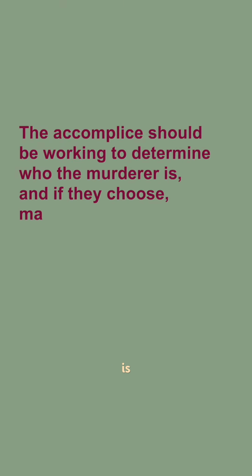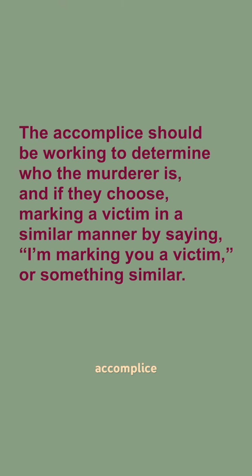So whoever gets killed cannot reveal who the murderer was, and they just have to continue as normal, pretend nothing happened. As the murderer is making their play, the accomplice should be working to determine who the murderer is and also potentially create a victim.